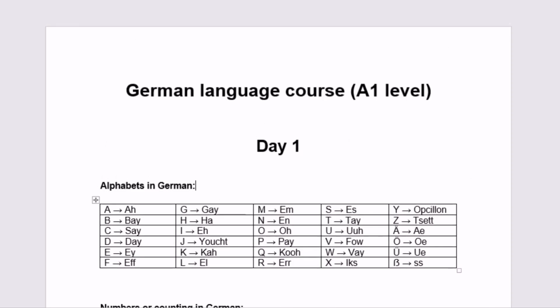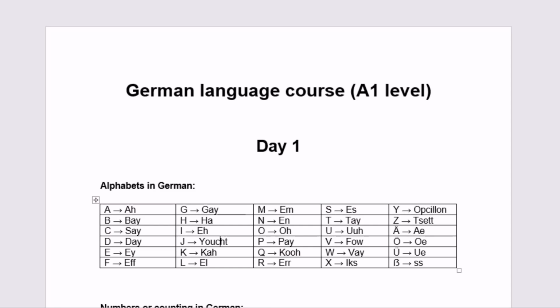First, let me tell you a little about this alphabet. In German, in total we have 30 alphabets. These 26 are just like the English ones, but here we have 4 extra. Let's start with A. B. C, say. D, day. E, A. F, F.